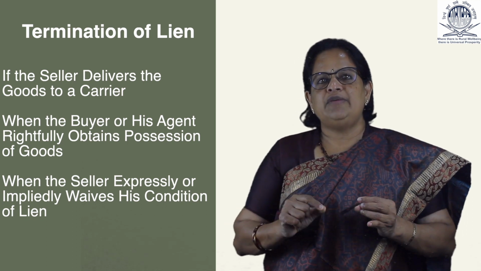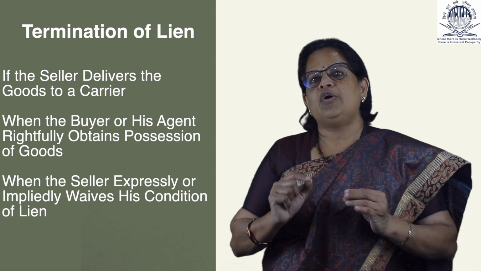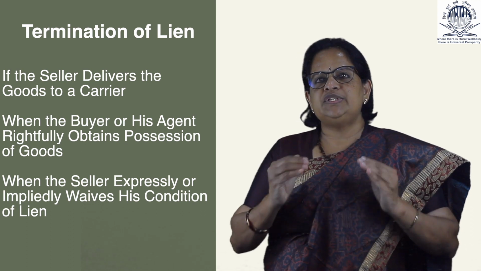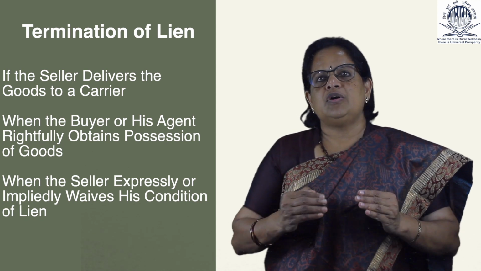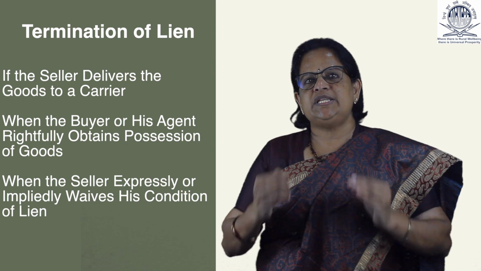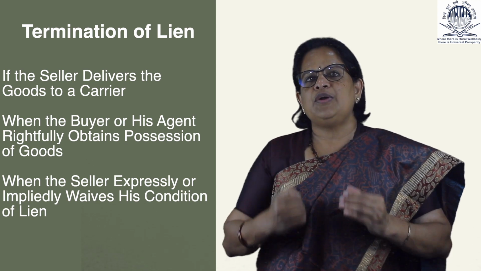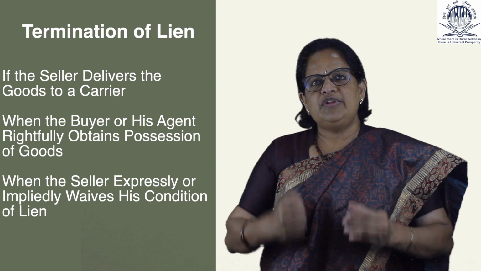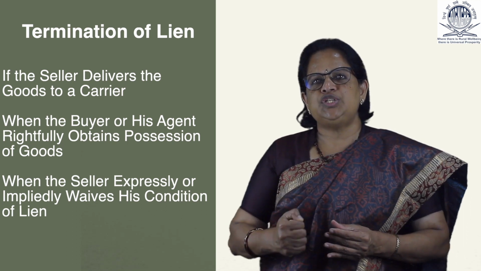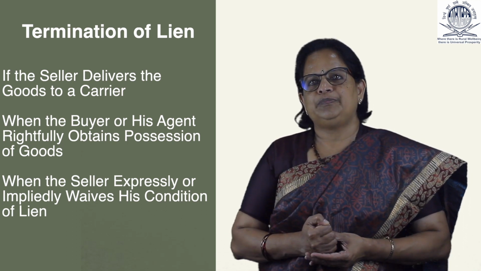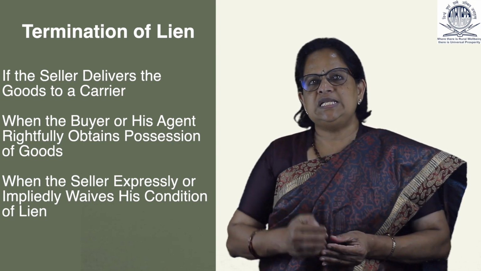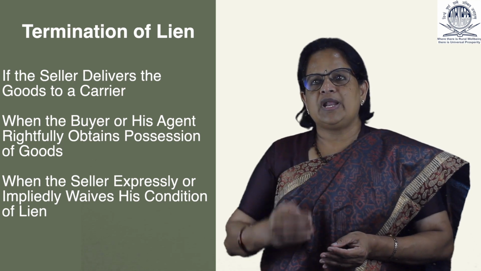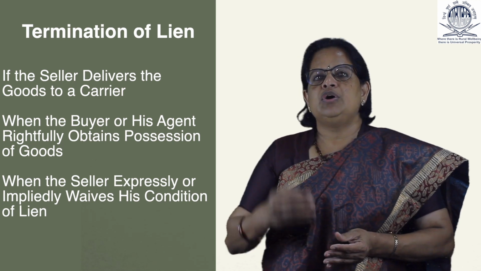The seller may waive his right either expressly or impliedly. Have you heard of these terms? Express and implied. If the contract of sale itself provides in express terms that the seller shall not retain possession of the goods, even if the price has not been paid, it is said to be an express waiver of lien. Implied waiver of lien takes place when the seller sells the goods on credit or grants a fresh term of credit on the expiry of the original term of credit.